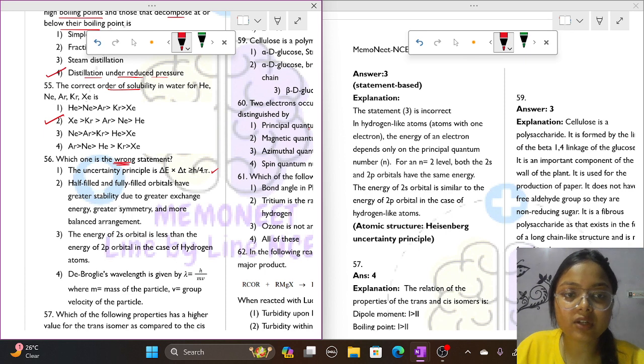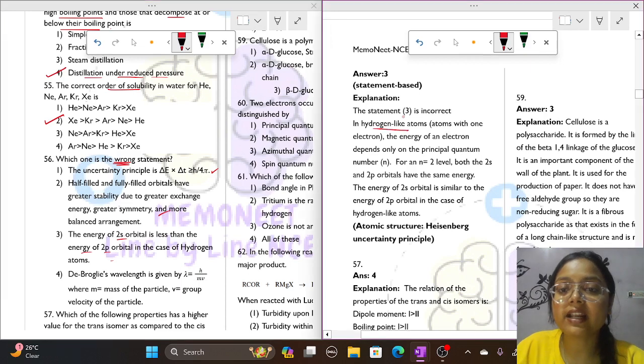Half-filled and fully filled orbitals have greater stability due to greater exchange energy, greater symmetry, and more balanced arrangement. This is also the correct statement. The third statement. Let's read the third statement. The energy of 2s orbital is less than the energy of 2p orbital in case of hydrogen atoms. Okay, so this is not the case. Let's explain option 3 first. The statement 3 is incorrect.